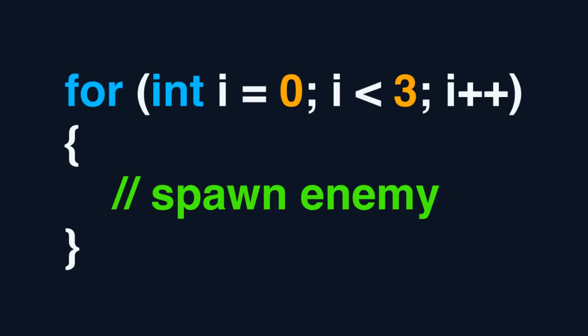This is the actual syntax of the for loop. Let's see how it works. First, we have the initialization section. Here we declare a new integer variable to use inside the loop with its initial value. It runs one time at the beginning of the loop.